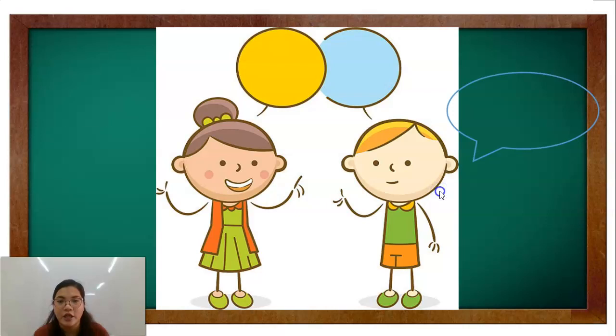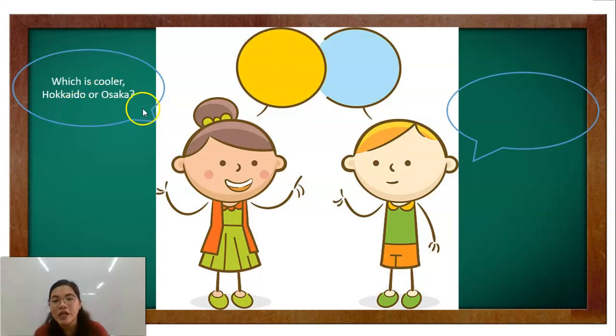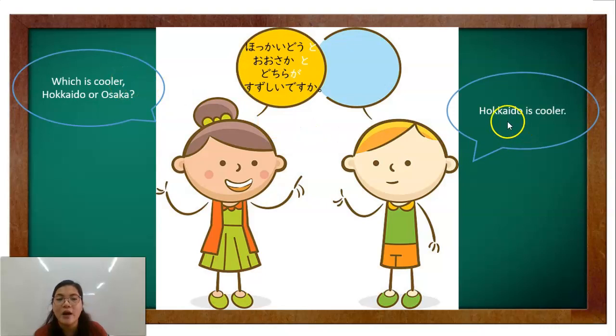Okay? Another example. Which is cooler, Hokkaido or Osaka? So, there are two, so you'll say Hokkaido to Osaka to dochira ga suzushii desu ka? And he answered, Hokkaido is cooler. So you are going to say, Hokkaido no hou ga suzushii desu.